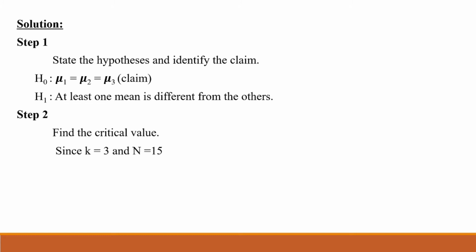Yun yung medication, exercises, and diet. So, dun sa n naman natin, sum of the sample size of the groups. So, ilan lahat yung mga sample size ng group is 15. Kaya naging 15 siya. So, degree of freedom in the numerator: k minus 1 equals to, meron na tayong value ng k, which is 3. So, 3 minus 1 is equal to 2.